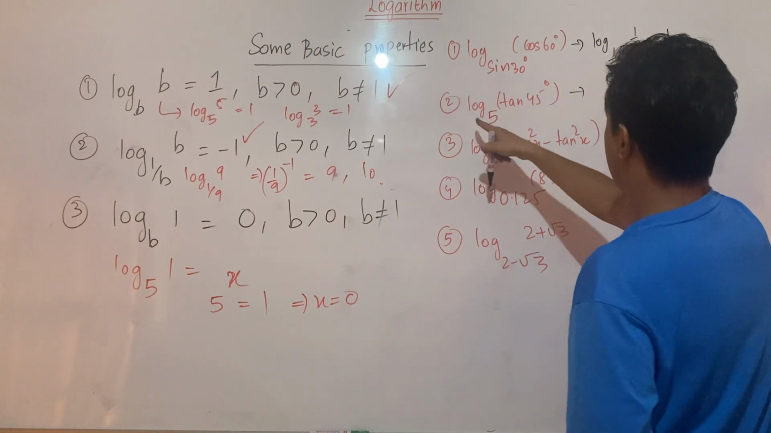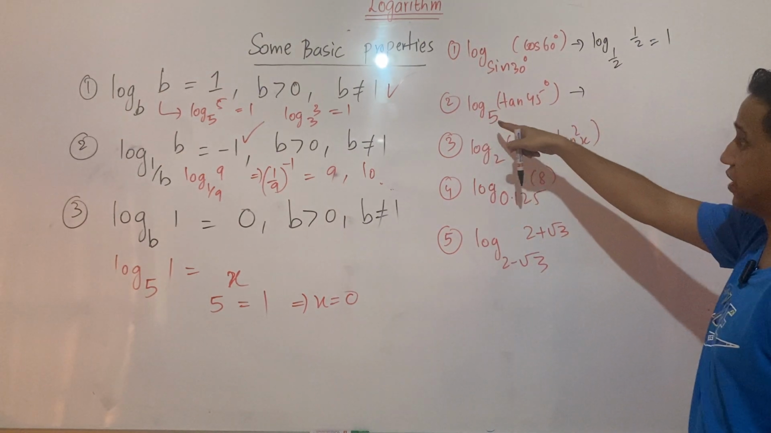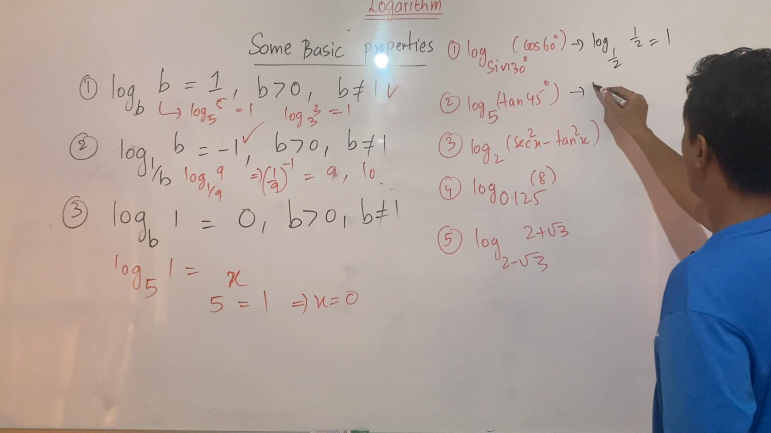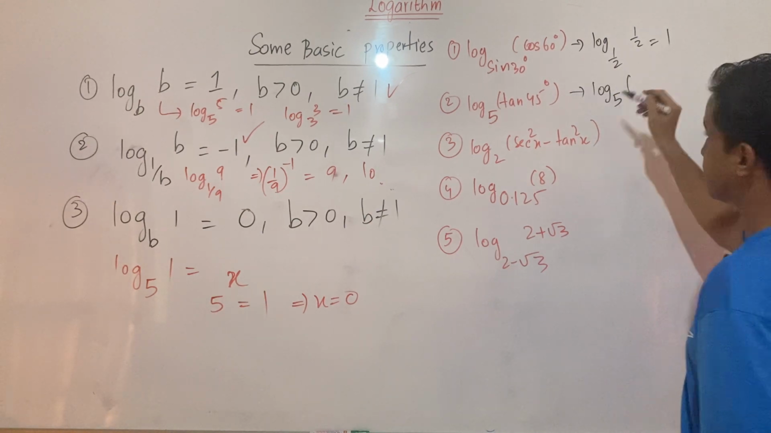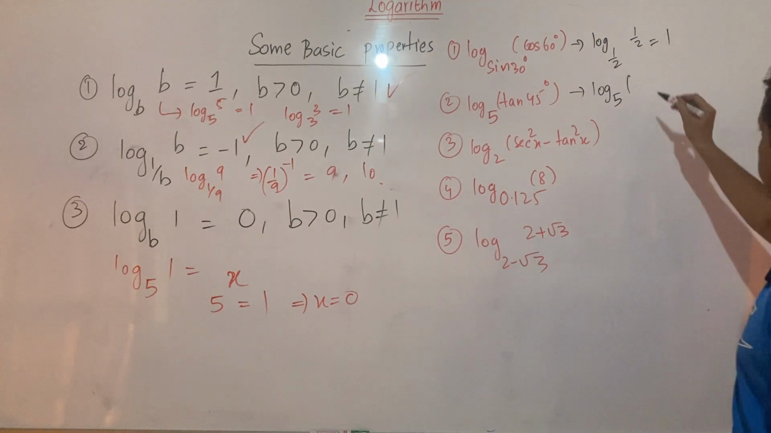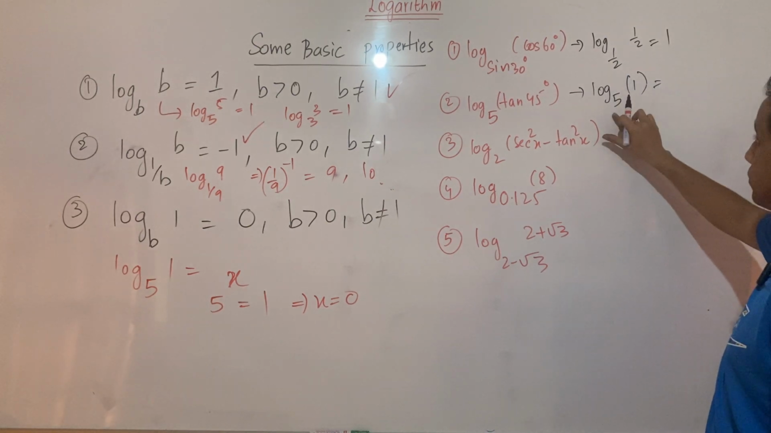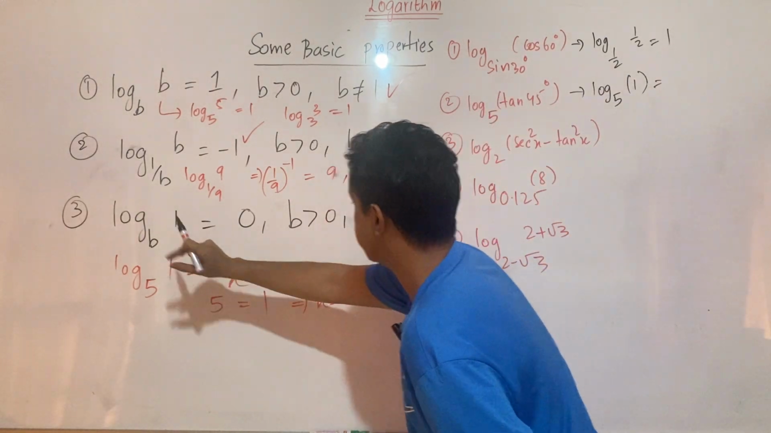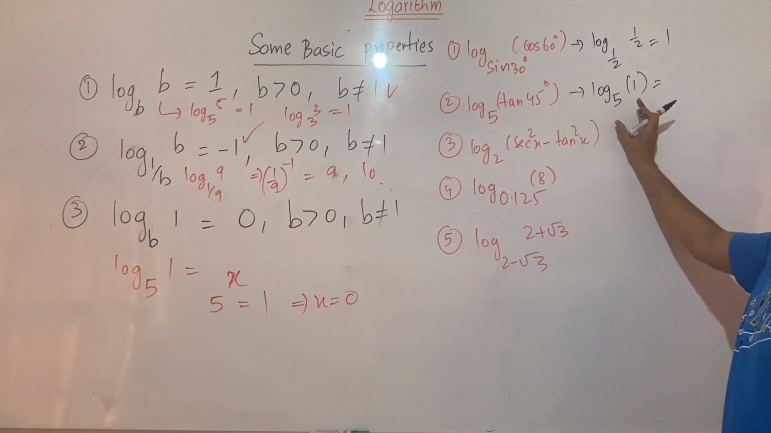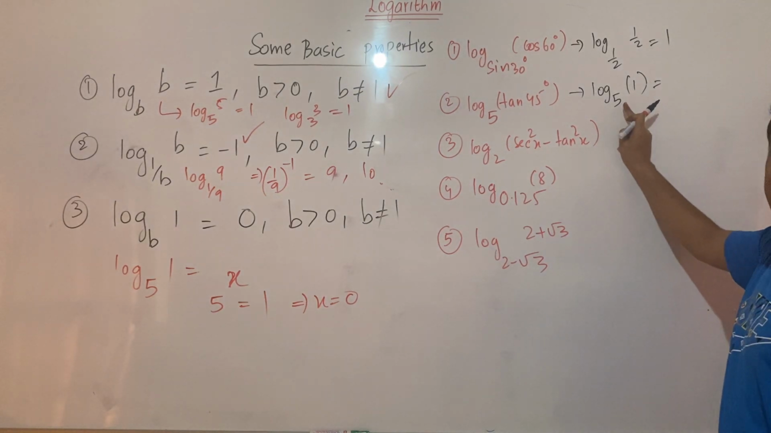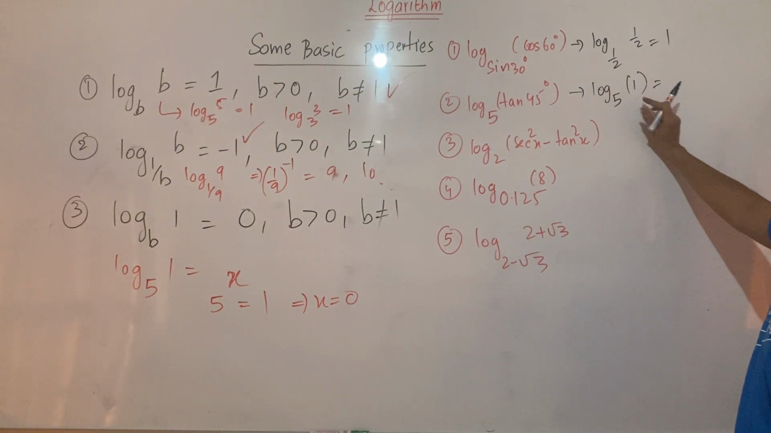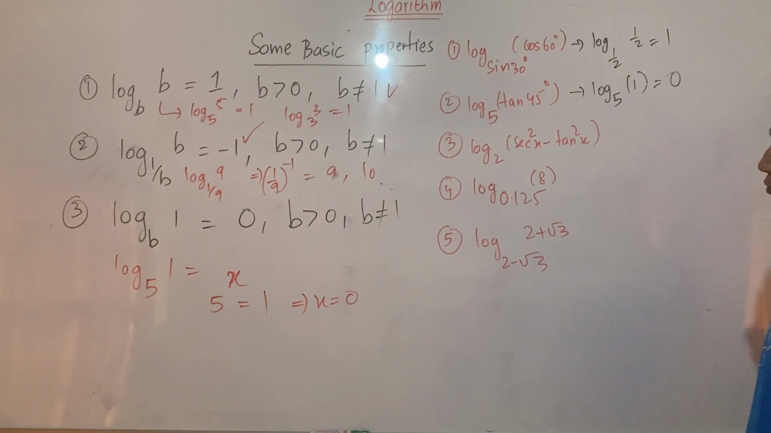Next, log of tan 45 to the base 5. Now, what is tan 45? tan 45 is 1, okay? And log of 1 to the base 5 means that to what power should you raise this 5 to get 1 as your answer? So the answer is 0, right?